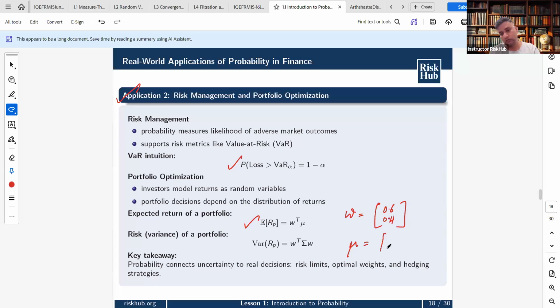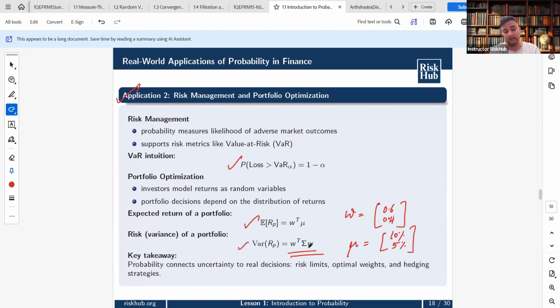Mu is equal to 10%, 5%. So if that is the case, expected return of the portfolio is equal to 0.6 into 10, 0.4 into 5, is equal to 8%. Portfolio risk here is Var of your return of the portfolio is equal to your w transpose.